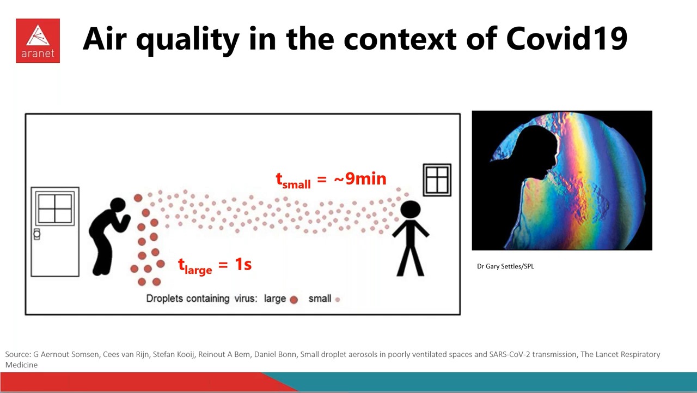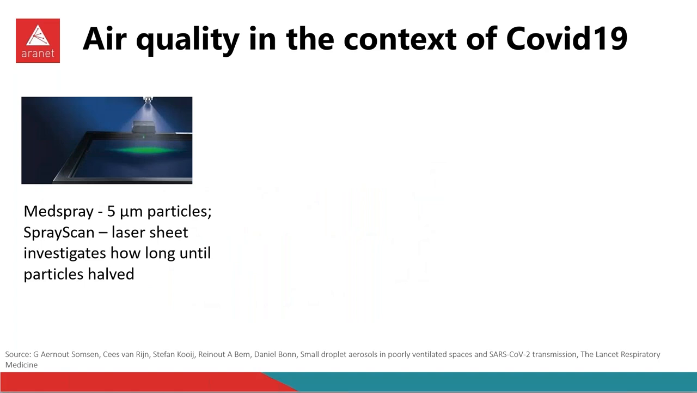Then what they did was to try and compare how this actually happens in real life. So essentially, they used a spray, specifically called a med spray, which generated 5 micron particles to have a repeatable size and repeatable distribution of these particles, and a spray scan laser sheet, as you can see on that image, that actually counts the amount of droplets and investigates how long it took for the amount of particles to halve in the air. So after how long was the particle count reduced by half?